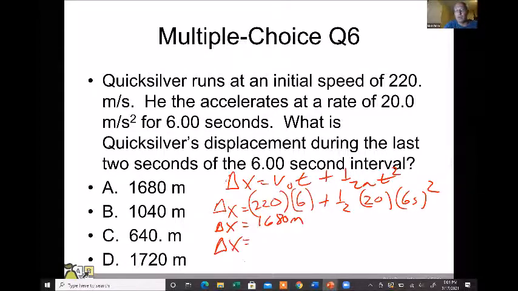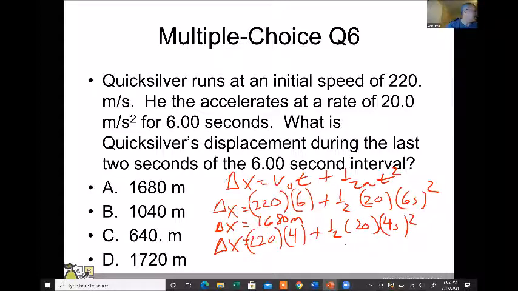So let's use the same equation, v₀t plus 1/2 at squared. So 220 times the time of 4 seconds plus 1/2 times the acceleration of 20 times 4 seconds squared. Calculate that out. Multiply, add, end up with a delta x of 1,040 meters.